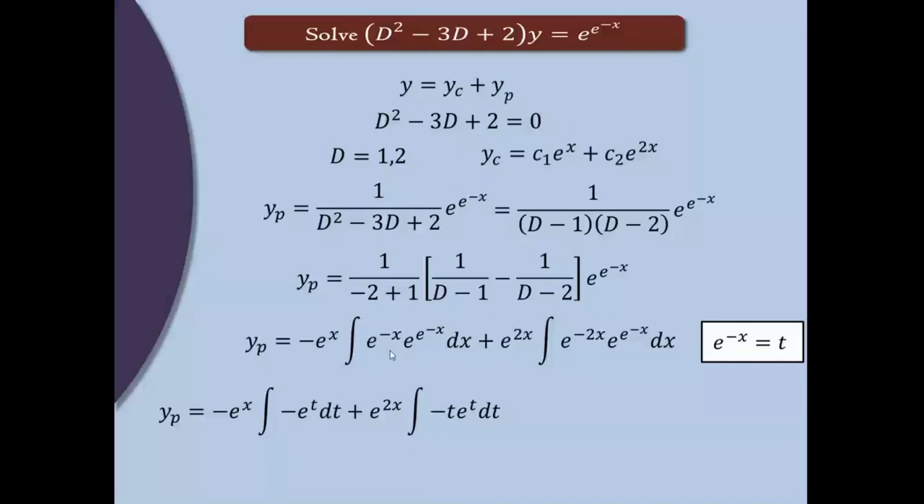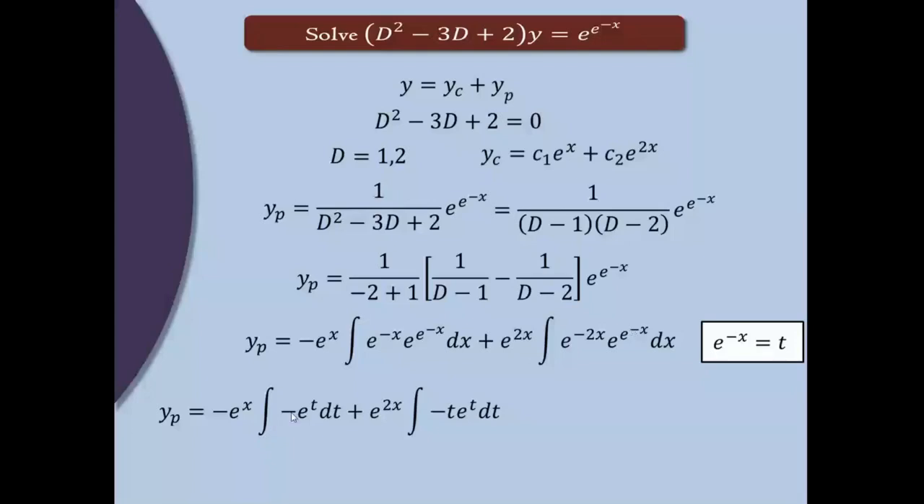This becomes e raised to t plus e raised to 2x as it is, integral 1 e raised to minus x dx becomes minus dt, and the other e raised to minus x becomes t, so e raised to t, dt. Correct? Okay, we are splitting this: one part with dx becomes minus dt, one part becomes t, and this becomes e raised to t. So this is a single term, e raised to t. Integration of that we get directly.